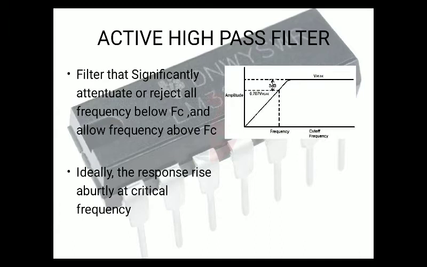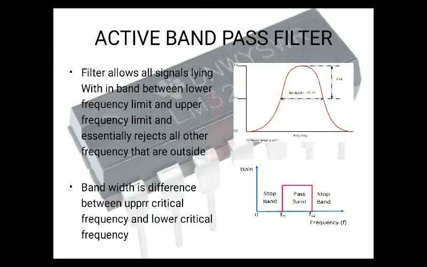Then active high pass filter. A filter that significantly attenuates or rejects all frequencies below Fc and allows frequencies above Fc. Ideally, the response rises abruptly at critical frequency. Then active bandpass filter. The filter allows all signals lying within a band between lower frequency limit and upper frequency limit and essentially rejects all other frequencies that are outside. Bandwidth is the difference between upper critical frequency and lower critical frequency.